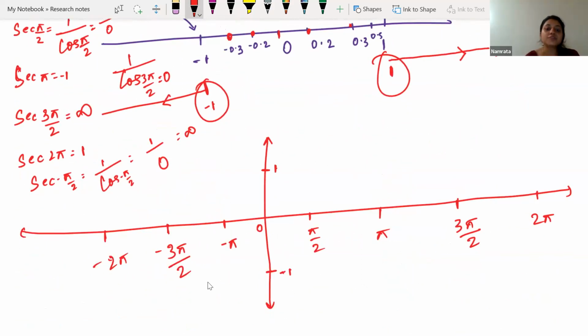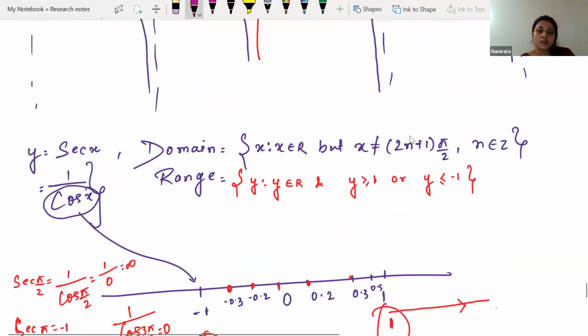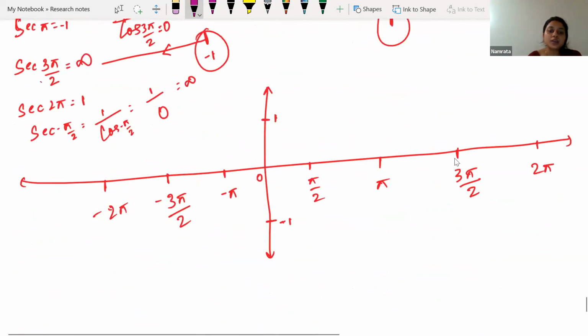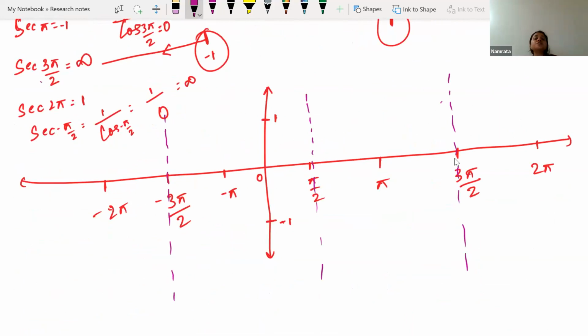Let's draw the graph. So here we have to first draw the dotted line at which our function is not defined, because that will guide us how the repetition will occur. So the dotted line where the graph is not defined is x belongs to R, but x must not be odd multiple of pi by 2. So at pi by 2, at 3 pi by 2, at minus 3 pi by 2. Okay, these are the places where the function is not defined, and first thing first we will plot the dotted line over here.